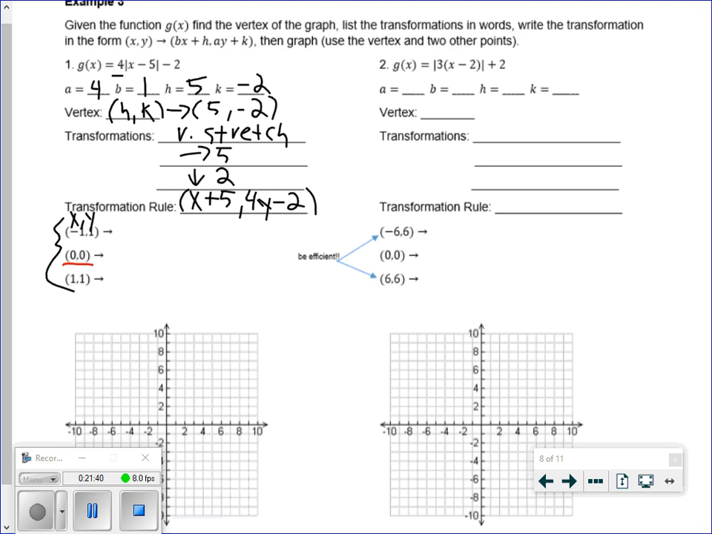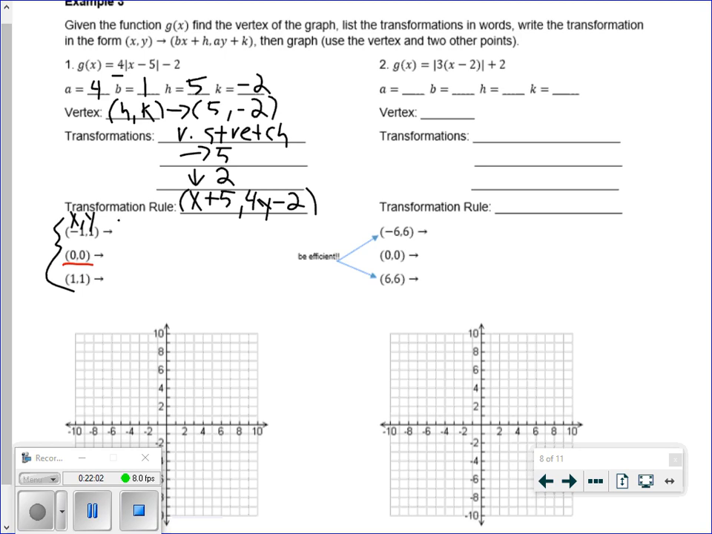So that's what we chose, negative 1, 1, and 1, 1. That's a point to the left of the vertex and a point to the right of it. But we could have chosen negative 2, 2, and 2, 2, negative 3, 3, and 4, 4. It doesn't matter, as long as you have 1 point to the left and 1 point to the right of that vertex, including the vertex. Anyway, now we're going to figure out what our transform points are.